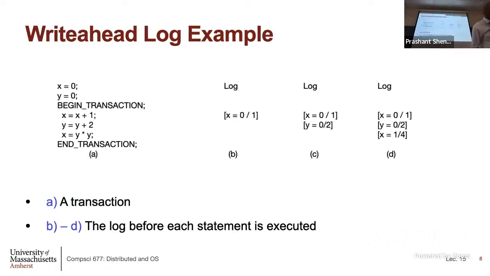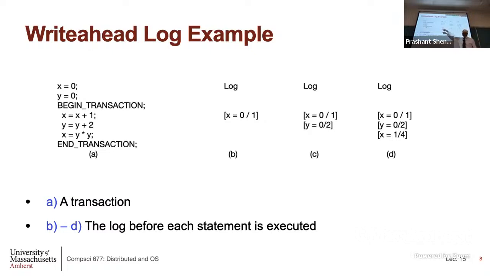All right, so example. Here is a very trivial example. Our database has two values, X and Y. A very simple toy database of two values, and there's a transaction here that's going to increment X, then increment Y by 2, and then do Y squared and write it to X. Again, a very trivial example, but let's try to work through what happened.